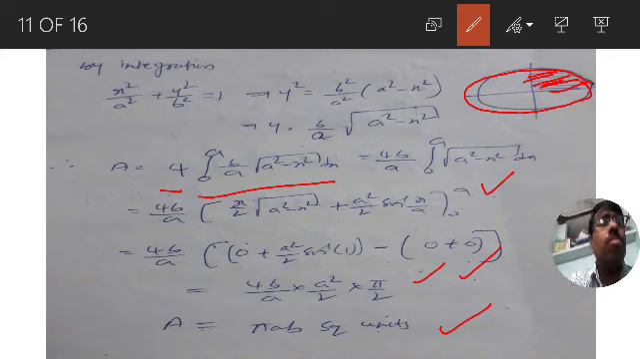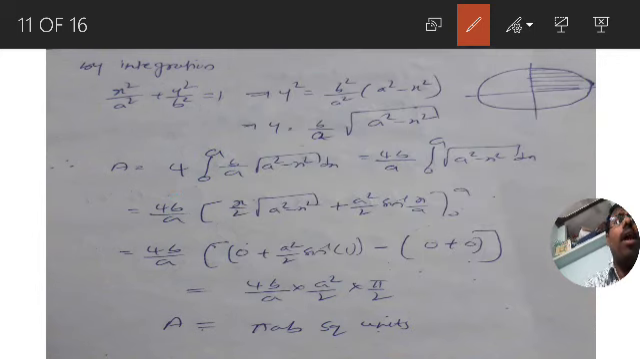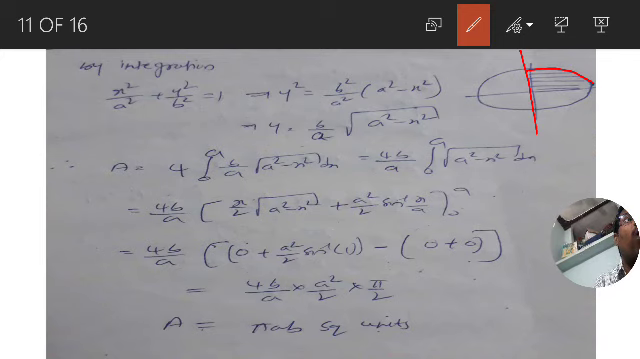Are you getting? Very similar to the circle. How we find area of a circle, in a very similar manner we are able to find area of an ellipse. Are you getting? So this is the curve we got. Y is equal to b by a square root. This is the curve we have. This is the line x is equal to 0 line, and this is the line x is equal to a line, and this is the line x equal to minus a.